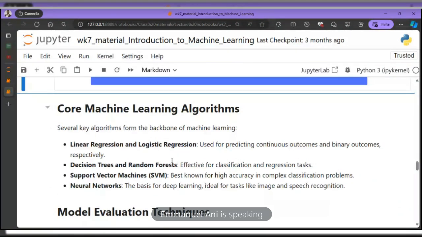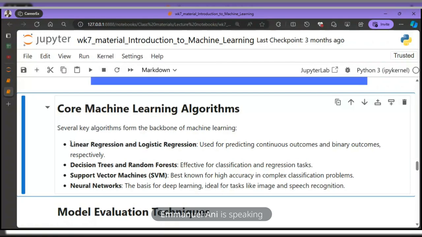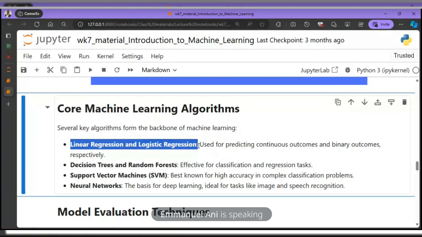You understand? So there are several core ML algorithms we're going to be looking at. We're going to be looking at linear regression and logistic regression. So I think we'll look at linear regression tomorrow, right? And logistic regression next week. These are used for predicting continuous outcomes and binary outcomes. Right. So look at all these concepts you are hearing. We are going to be breaking them down so you understand what they are, what continuous outcomes are and binary outcomes and all of that. So we have linear regression and logistic regression. If you are familiar with mathematics, you should know this. This is a popular mathematical statistical concept.